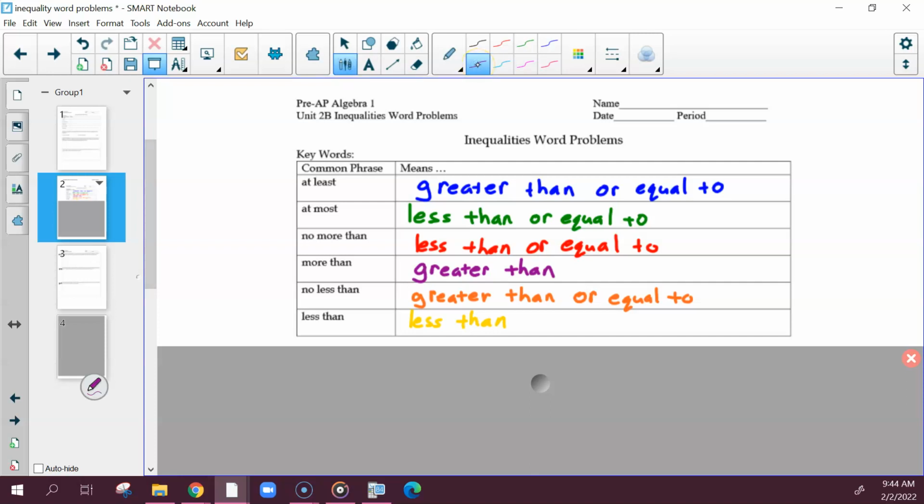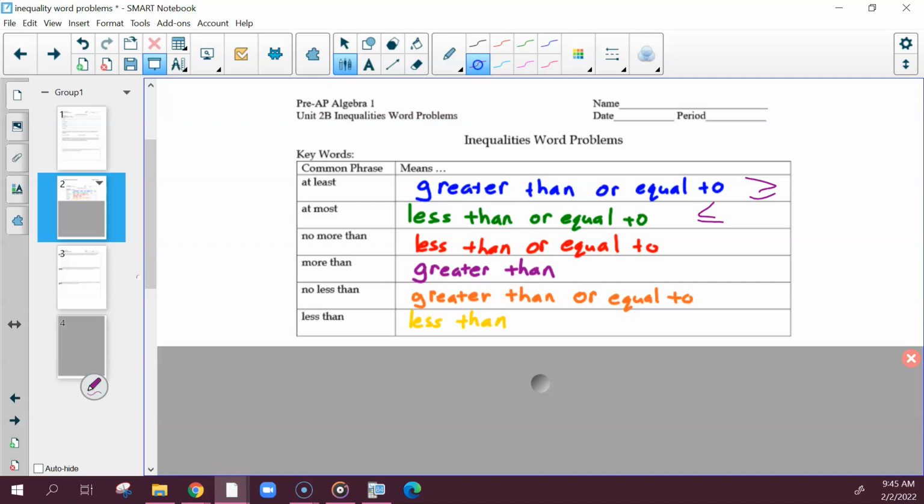For at least, that would be greater than or equal to, because you can have at least $500, but you could have more than that. At most is less than or equal to. That's something you can't go past. I have at most 2 legs. I can't have more than 2 legs.